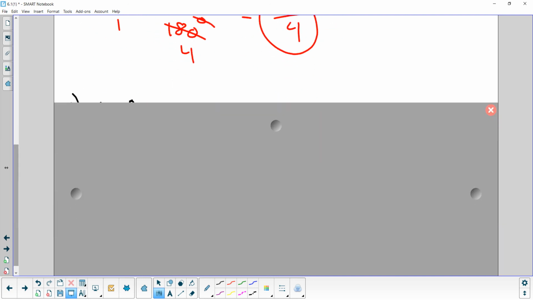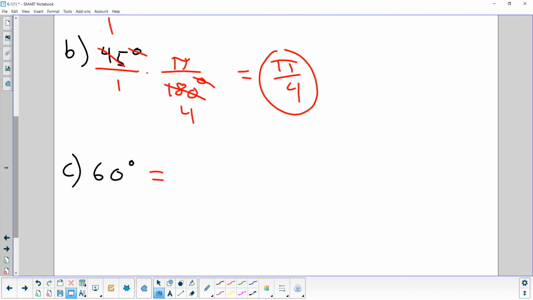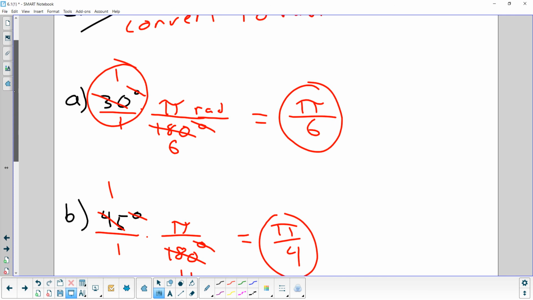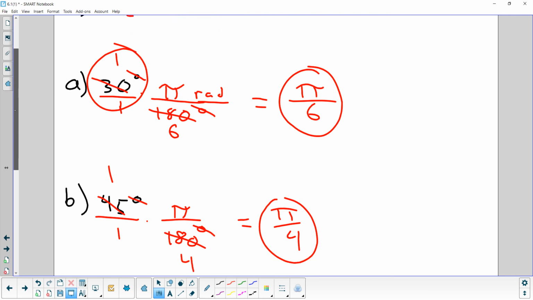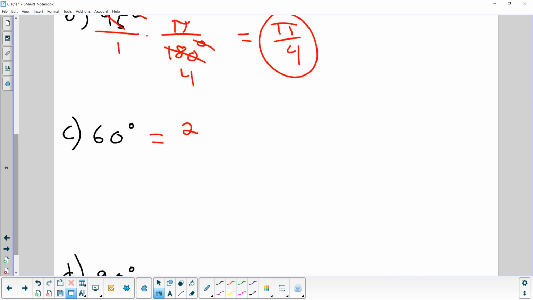All right, let's see if we can do this one quick. We know 30 is pi over 6. How does 60 compare to 30? Double. So if you know what 30 is, all you have to do is take what you already have and double it.